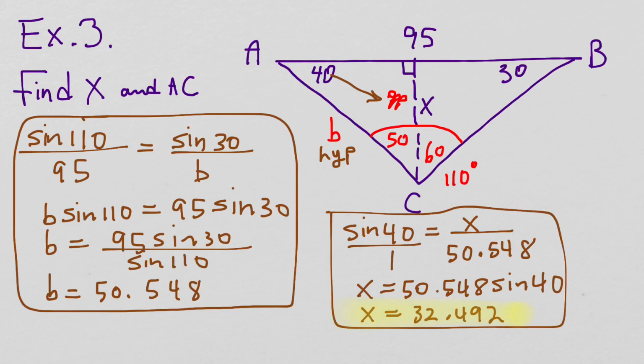And then the other thing we wanted was AC, which is b. So we now know AC is 50.5, so that's rounded to the tenths place. All right, so we've answered that question as well. So these are just a few examples of how you can use right triangle trig in combination with the law of sines. We didn't need the law of cosines in these examples, but that could come up as well. So in combination, we were able to come up with the strategies to find these missing parts of these triangle problems.